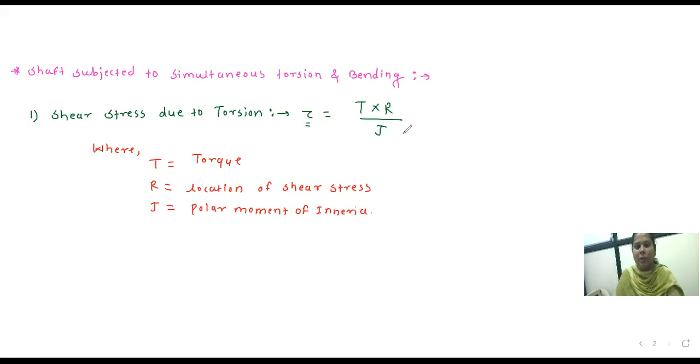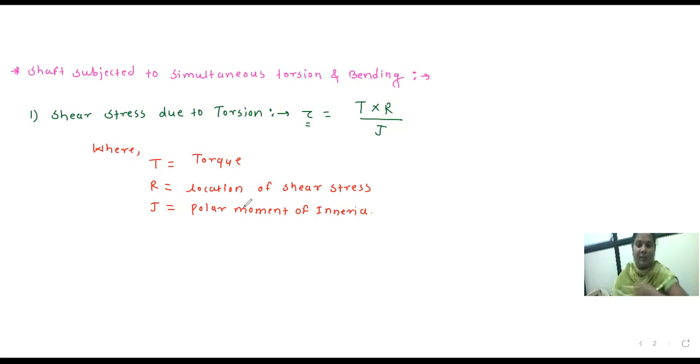So this is first. So we will see combined effect. That means we will consider simultaneously torsion and bending. So due to torsion, which type of stress will be generated? Shear stress will be generated, denoted by tau. So tau is equal to T into R divided by J. In this formula, T is torque, R means location of shear stress, that means at which point we will find shear stress, and J means polar moment of inertia. So this is first point.